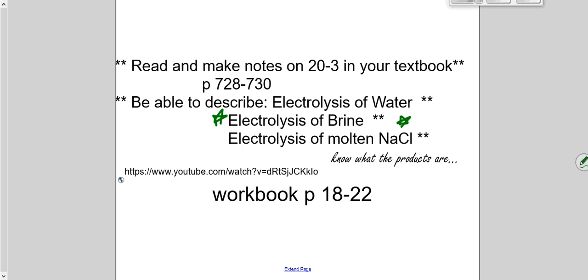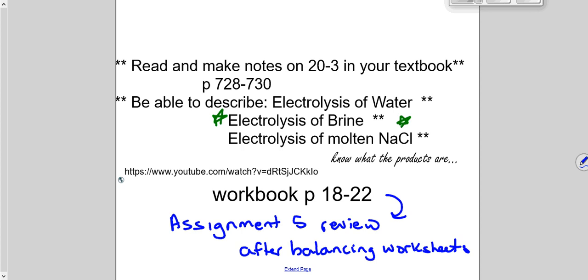And then I have a whole series of questions for you guys to do in your workbooks. They're about pages 18 to 22. I know that sometimes the numbering in the workbook section doesn't really match, so if you look right after the balancing worksheets that we did on simple ratios and splits, you'll find these worksheets called Assignment 5 Review, and there are 16 questions with their answers recorded over those 4 pages for you to practice electrolysis.